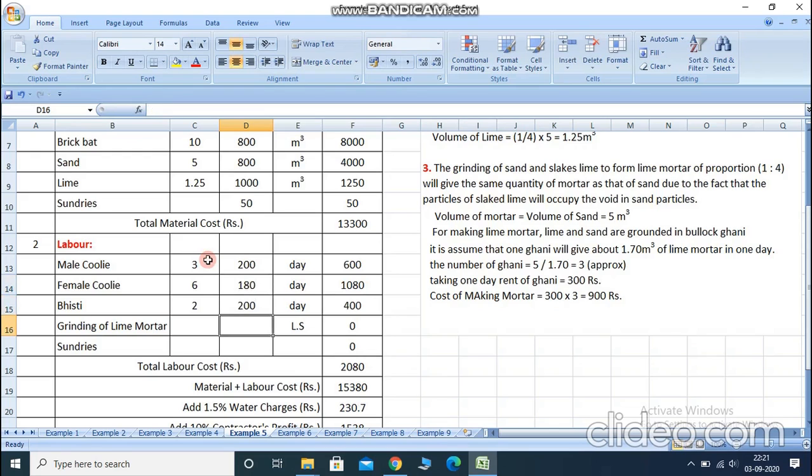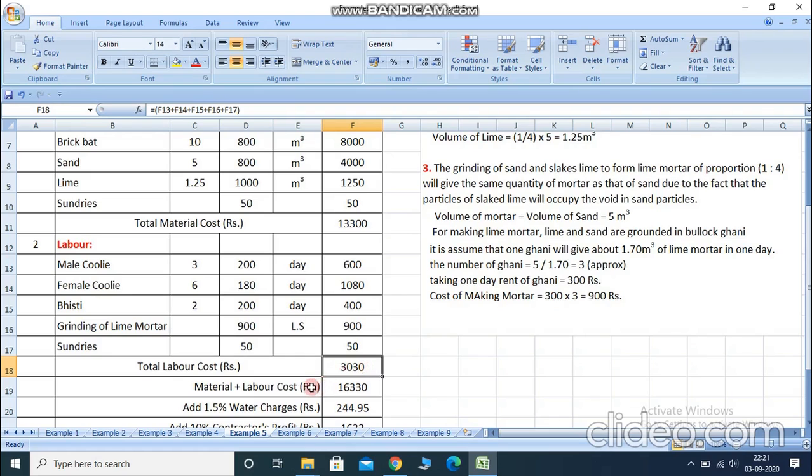And here there is the grinding of lime mortar. As per the calculation, we get 900 rupees as a lump sum for grinding mortar. We also include 50 rupees as extra cost for labor. So the summation of 600, 1080, 400, 900 and 50 rupees gives a total of 3030 rupees as the total labor cost.